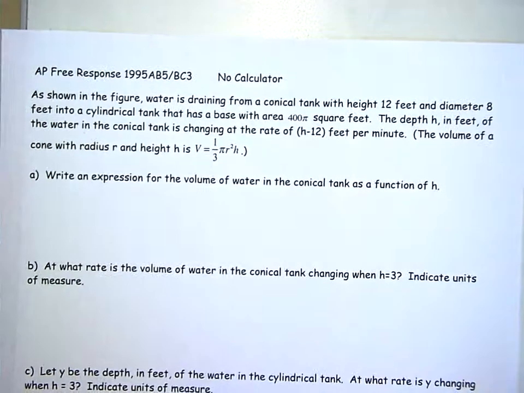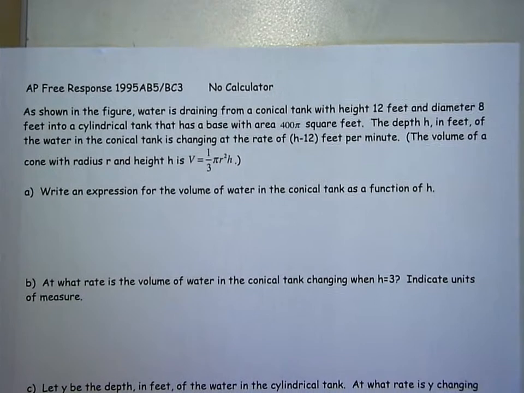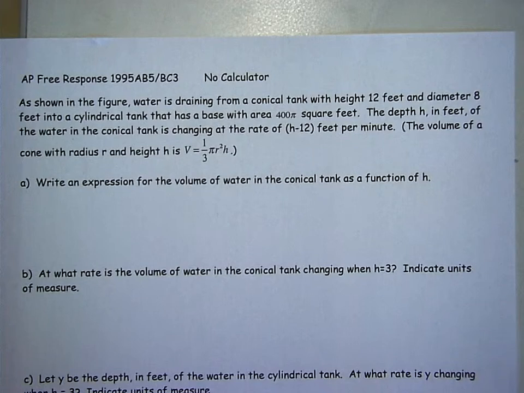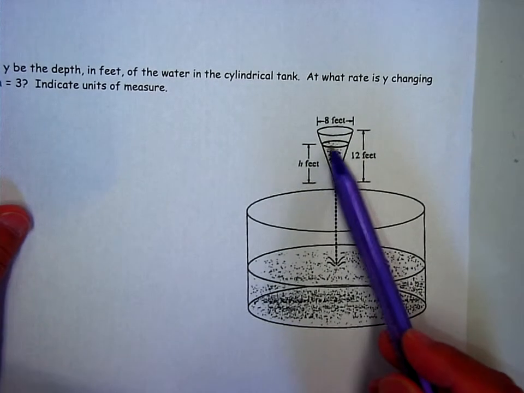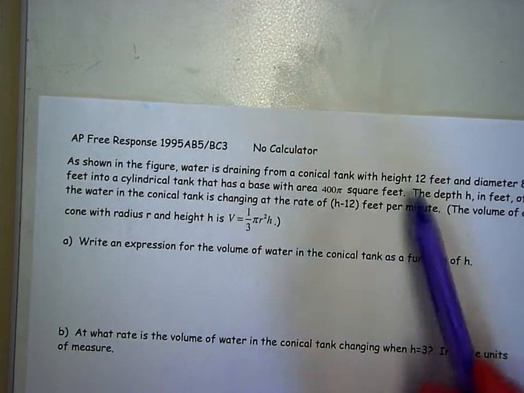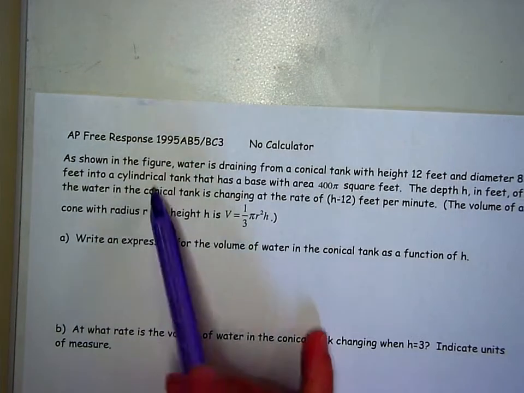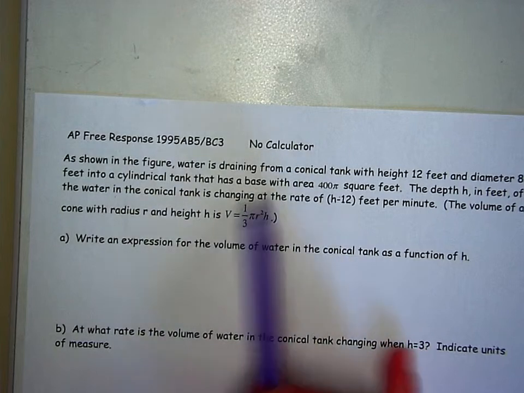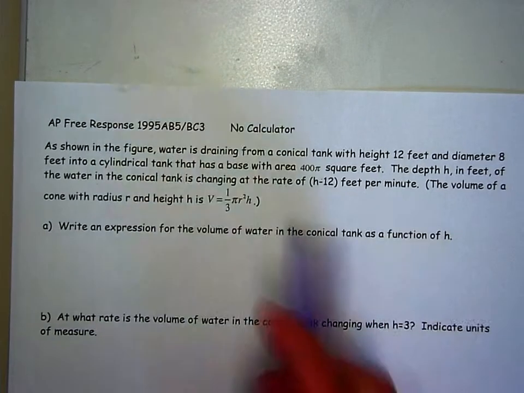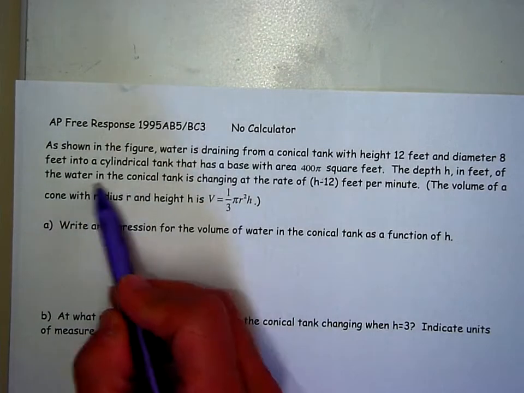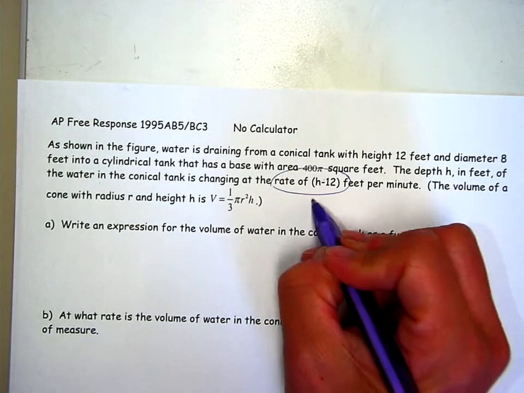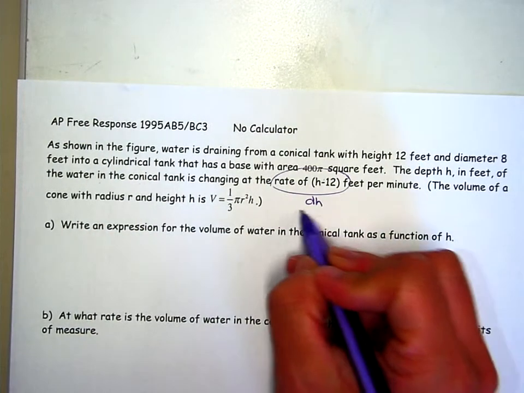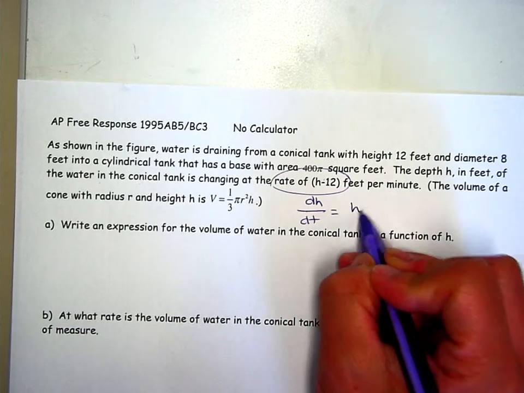Okay, this is the cylindrical tank for response, 95AB5. It gives you a picture of water in this cone leaking into a tank. It tells you the height of the tank, the diameter, the area of the base, and it tells you the depth, which is h, in feet of the conical tank is changing at a rate of h minus 12 feet per minute. So this is the rate of change in the height. So dh/dt is h minus 12.